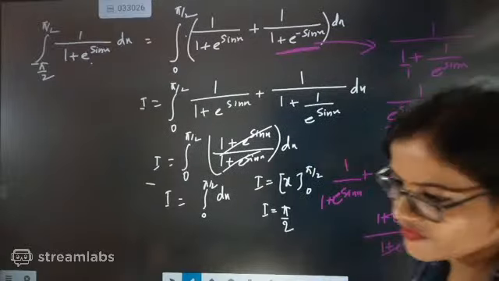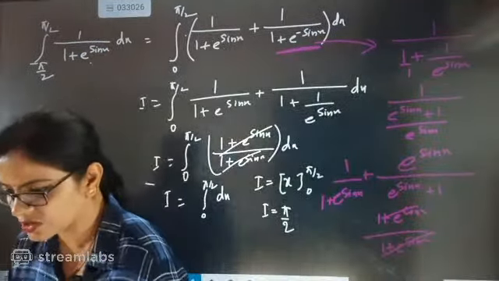So this will get cancelled. That's why I have cancelled that one. Pi by 2. Vishika Maheshwal, absolutely correct answer, beta.